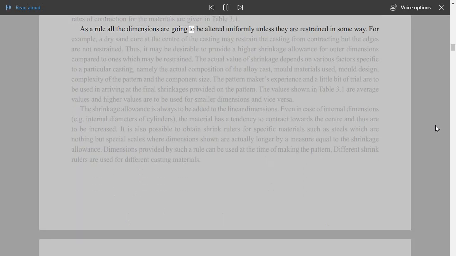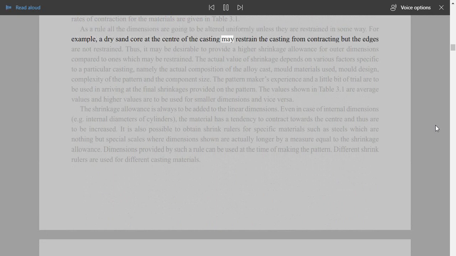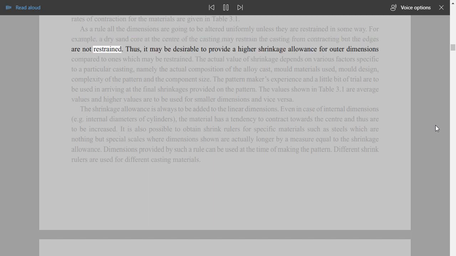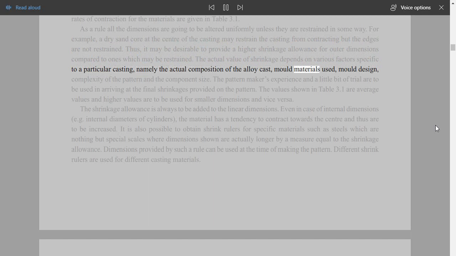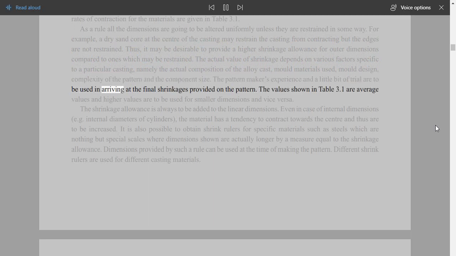As a rule, all the dimensions are going to be altered uniformly unless they are restrained in some way. For example, a dry sand core at the center of the casting may restrain the casting from contracting, but the edges are not restrained. Thus, it may be desirable to provide a higher shrinkage allowance for outer dimensions compared to ones which may be restrained. The actual value of shrinkage depends on various factors specific to a particular casting, namely the actual composition of the alloy cast, mold materials used, mold design, complexity of the pattern, and the component size. The pattern maker's experience and a little bit of trial are to be used in arriving at the final shrinkages provided on the pattern. The values shown in Table 3.1 are average values and higher values are to be used for smaller dimensions and vice versa.